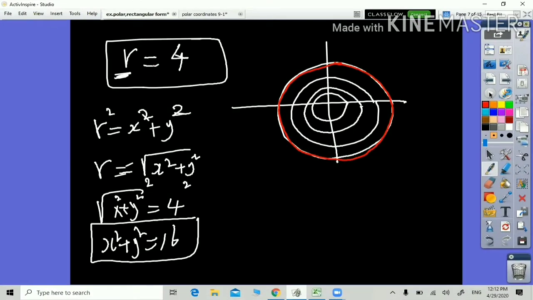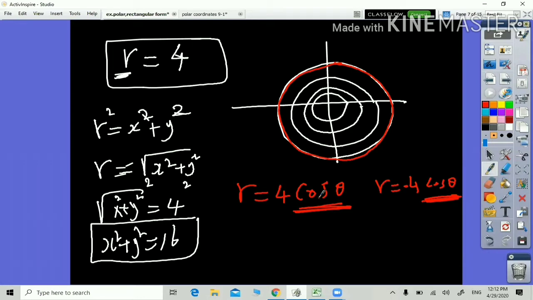Right. What about if I don't have r? If I have, for example, r equals 4 cosine theta, or r equals negative 4 cosine theta. If you have cosine theta, concentrate all of you and try to memorize it. Cosine theta makes also a circle, but that circle has a different radius. By the way, if I write r equals 4 cosine theta, that 4 is not the radius like here. I said the radius equals 4. Okay?